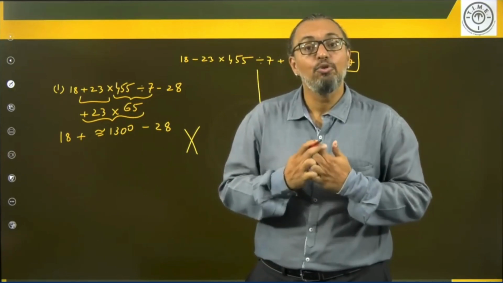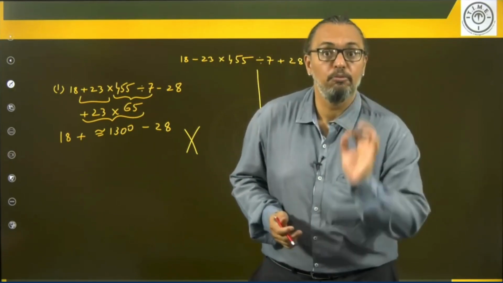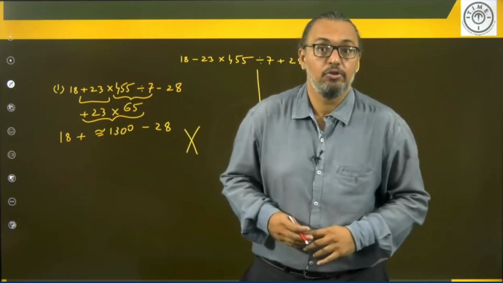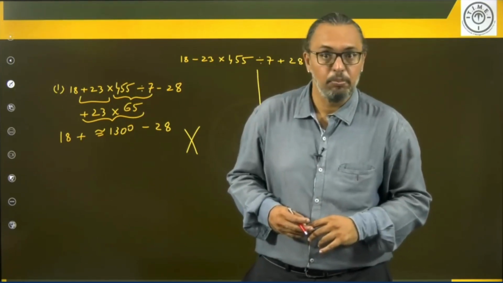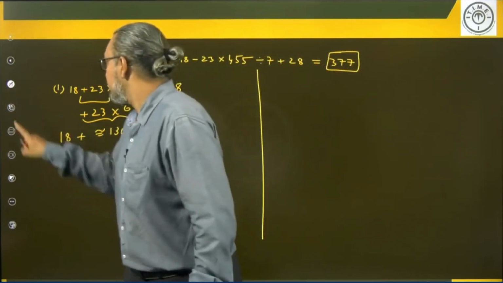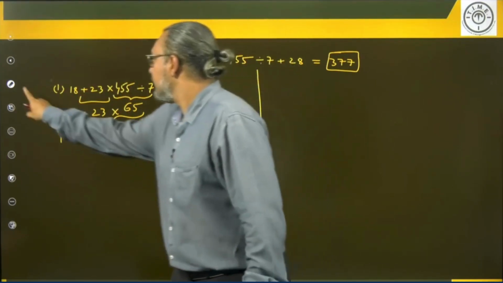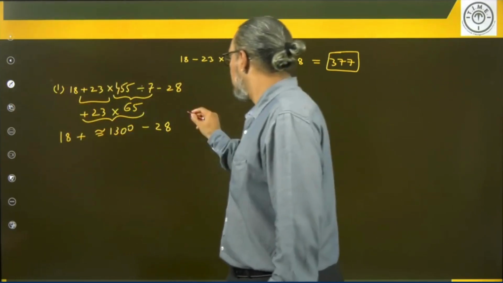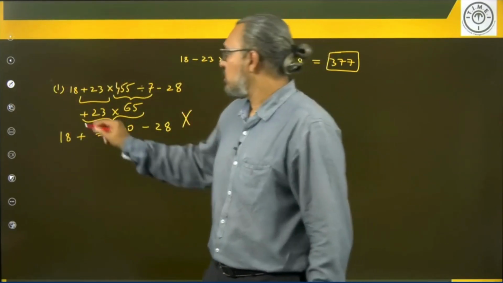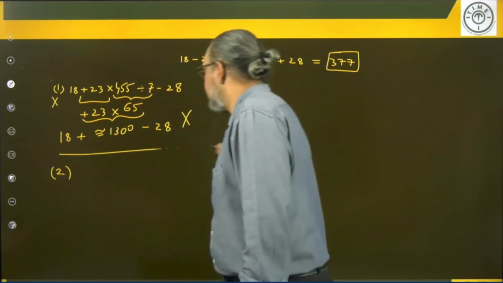So you don't have to do a complete calculation and then only check. You need to know where to stop, when to stop, and go for the next option. Understanding the point here? So definitely this is not what we are going to get. So this is not the option that we are searching for. Choice 1 is ruled out. So let's take the second option and let's see.